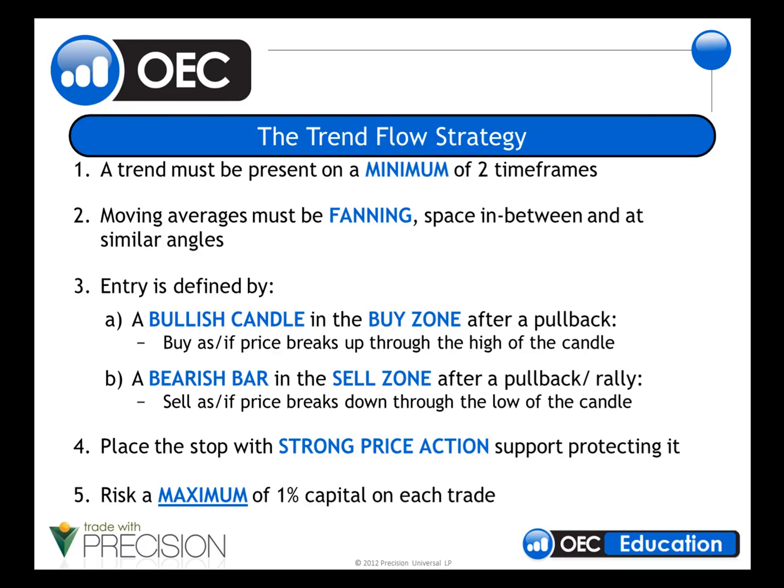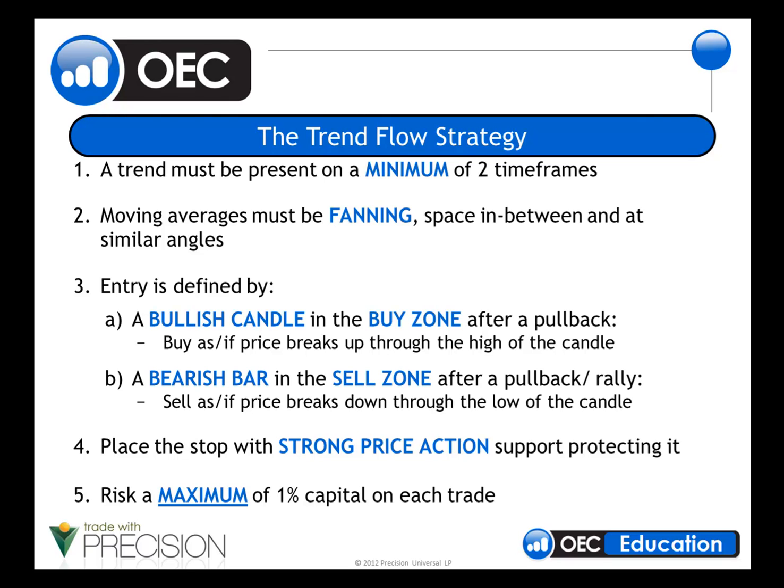The entry is very different than the momentum trade setup. In an uptrend, the trend flow entry is defined by a bullish candle in the buy zone after a pullback, and we're going to be buying on the next candle as price breaks up through the high of that setup candle. Now, in a downtrend, the entry is defined by a bearish candle in the sell zone after a rally, and we would then sell on the next candle as price breaks down through the low of that setup candle. So make sure you understand the candle entry.